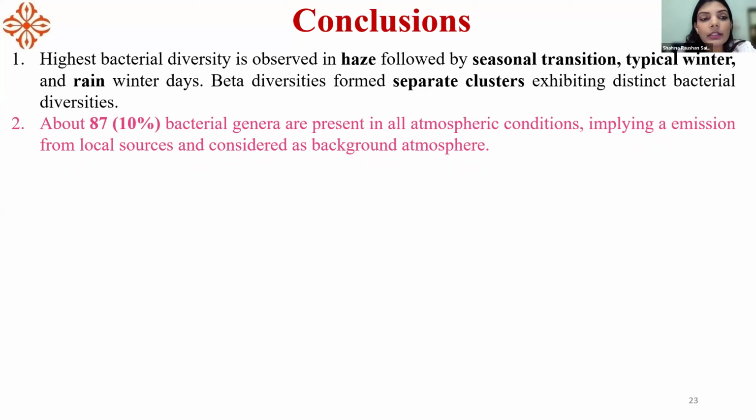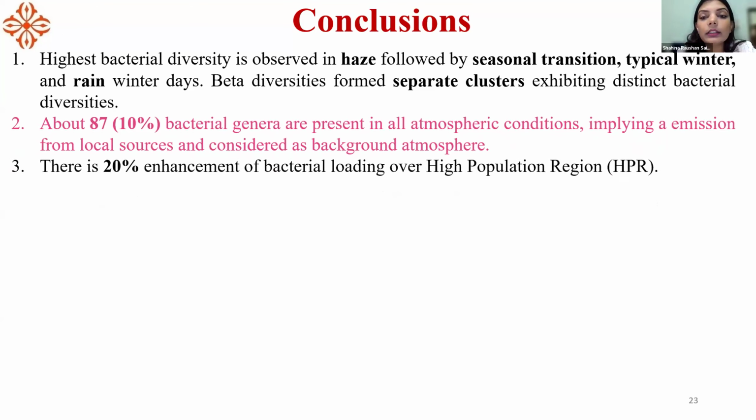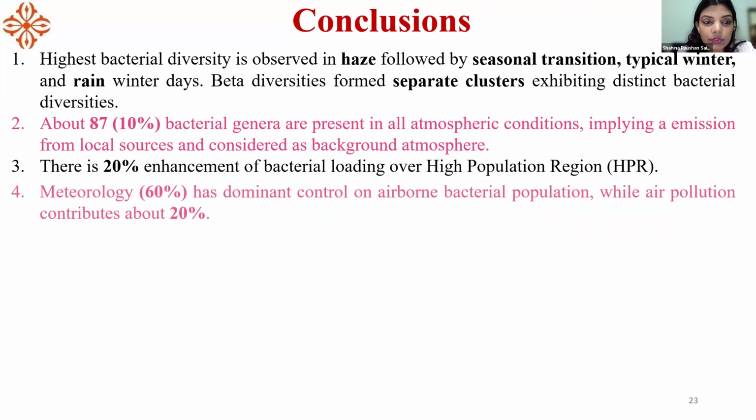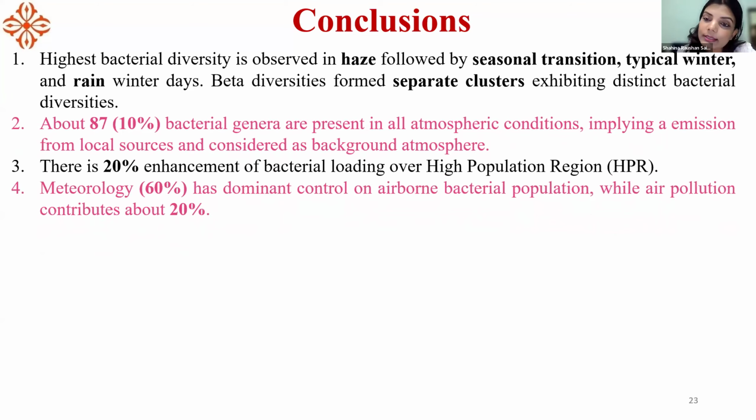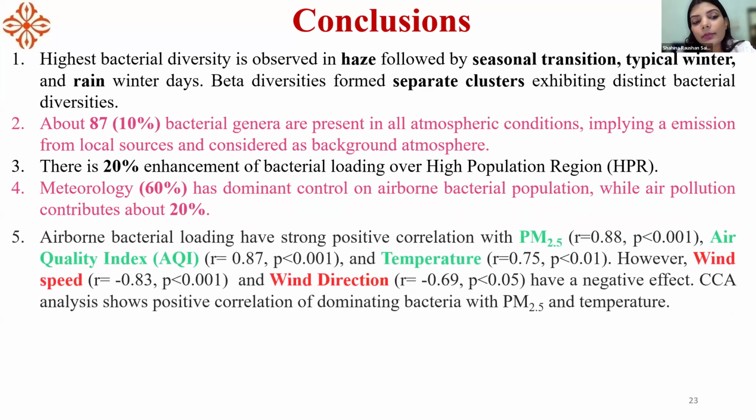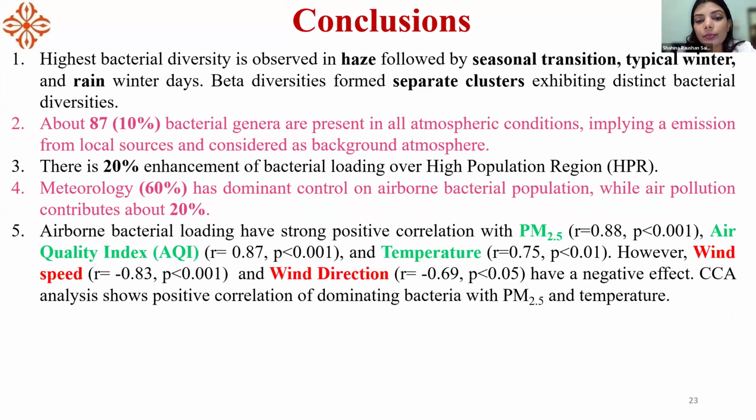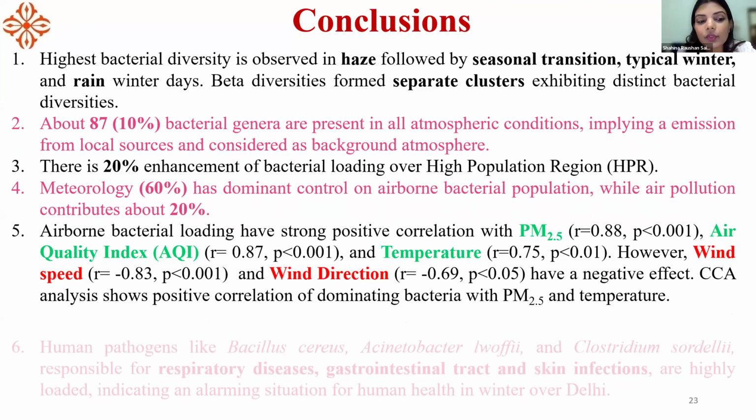About 10% of the bacterial populations were present throughout the sampling phase, independent of spatial and temporal variations. And 20% enhancement was due to population over highly populated regions. Meteorology contributed about 60% and air pollution contributed about 20%. And PM 2.5, AQI and temperature showed positive correlation. Wind speed and wind direction showed negative correlations.